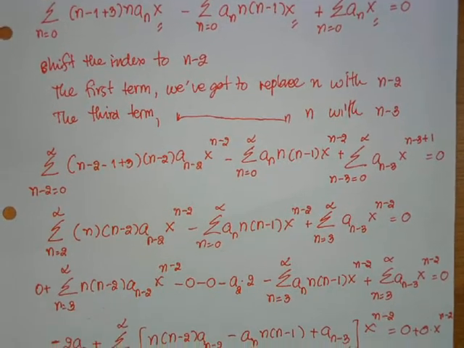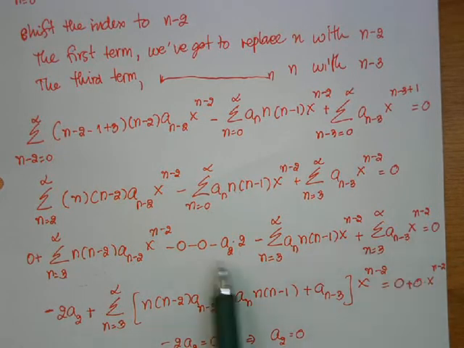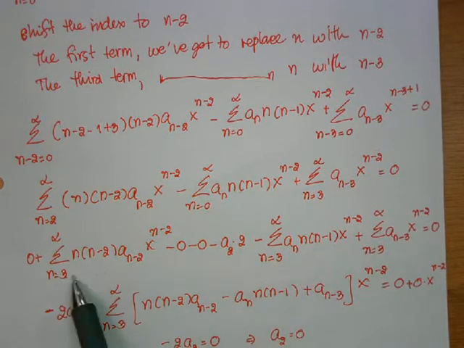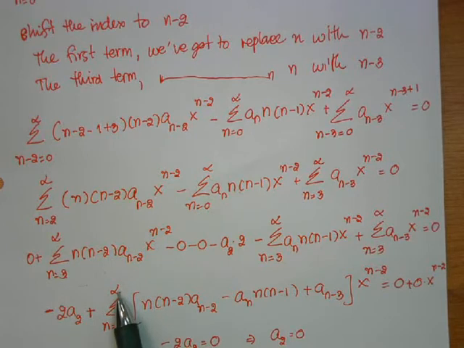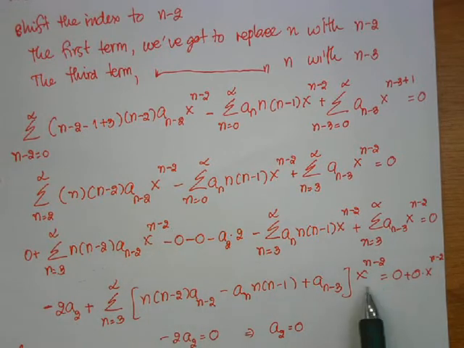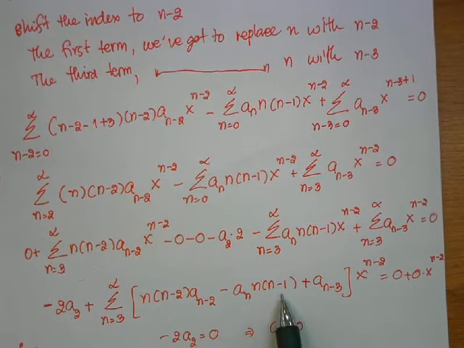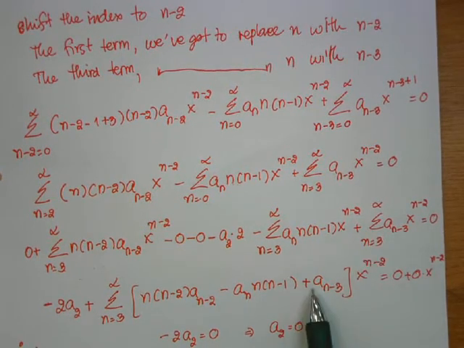Okay. So we rearrange in such a way that it is easy to observe. And then we would get minus 2a2 plus, now these three terms you can combine them together. You got summation n starting from 3 to infinity. You have x to the power of n minus 2, the same, take it out. And then the first term you got n times n minus 2 times an minus 2. And the second term you get minus an times n minus 1. And the third term you got plus an minus 3.